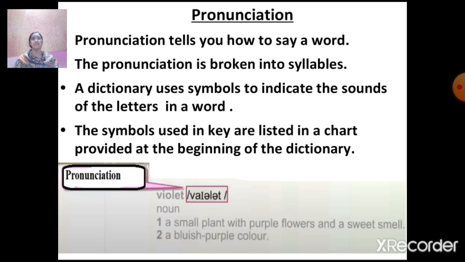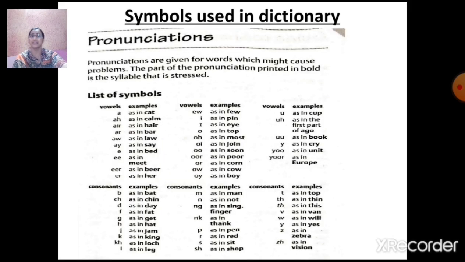Then the pronunciation is broken into syllables. A dictionary uses symbols to indicate the sounds of the letters in a word. The symbols used in a key are listed in a chart provided at the beginning of the dictionary. Now, we'll look at the example. The pronunciation key for the word violet is shown just next to the entry word. Now, the chart looks something like this and it is provided at the beginning of the dictionary.